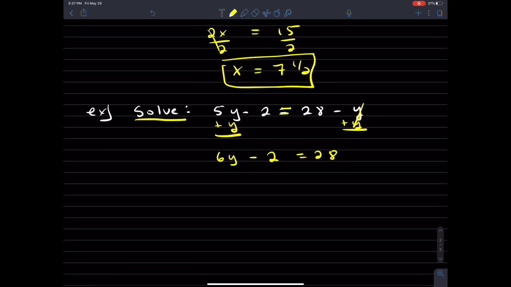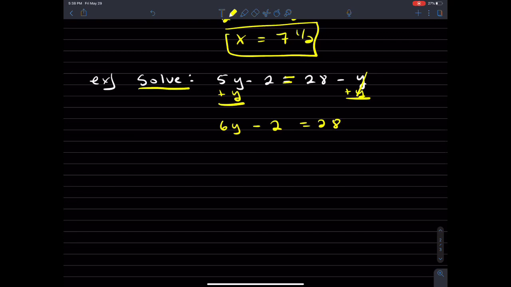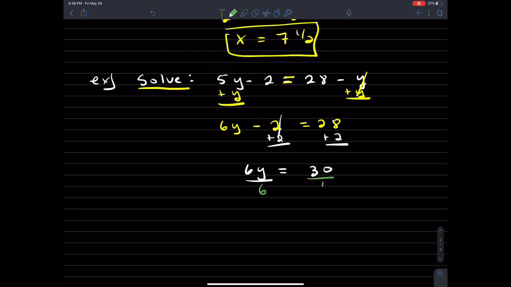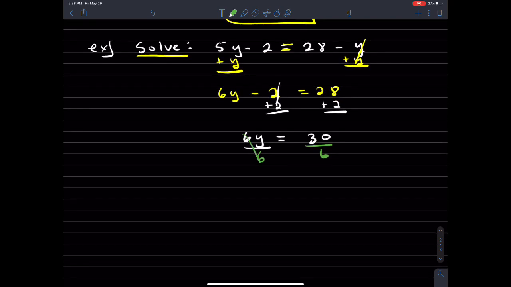And then we're back to our comfortable form of adding 2 and then dividing by 6. So we can add 2 to both sides. And then divide by 6 on both sides. And that isolates the y.